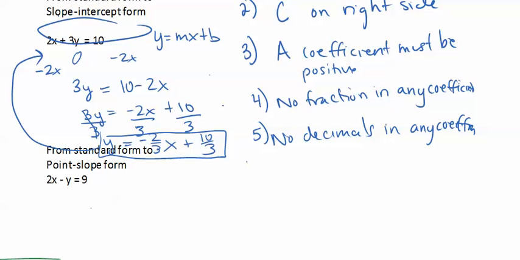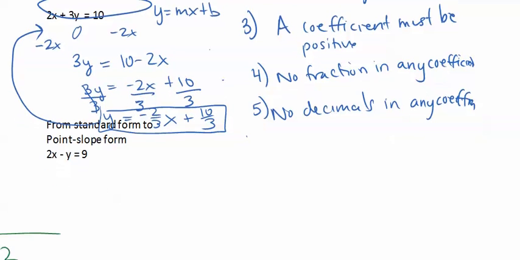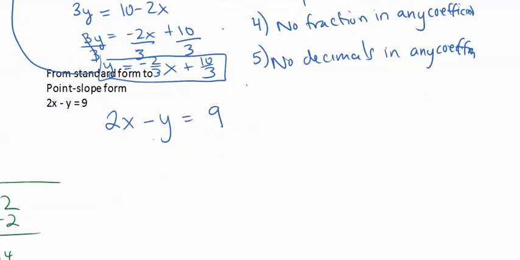Okay, so now let's look at an example to go from standard form to point-slope form. Well, in this case, we have 2x minus y is equal to 9. So this will be a couple more steps, but it's pretty similar to the example that we just did. So we have 2x minus y is equal to 9, and I want to get this to point-slope form. Well, first, I have to go to slope-intercept form. So let's do that first. So minus 2x minus 2x. And so what I end up with is negative y is equal to 9 minus 2x.